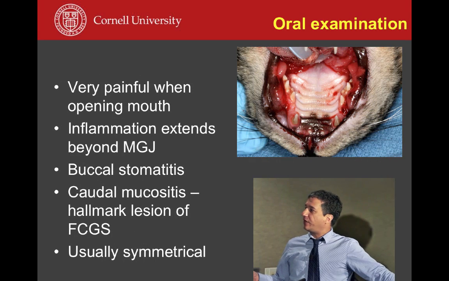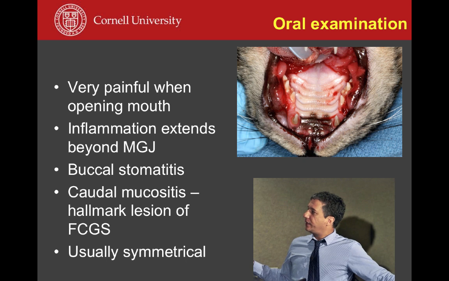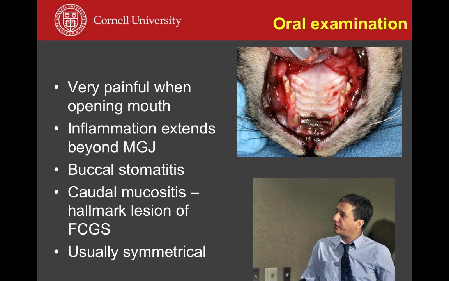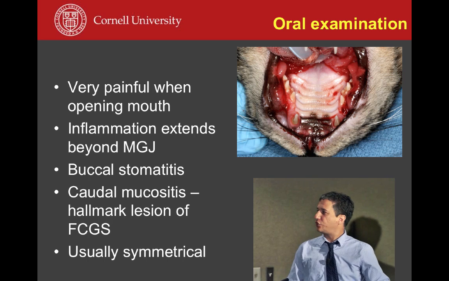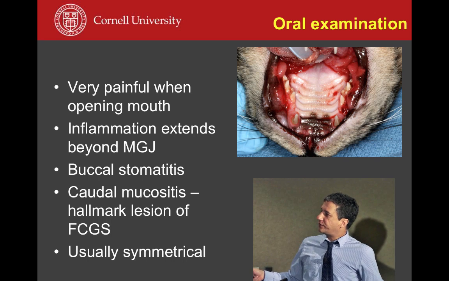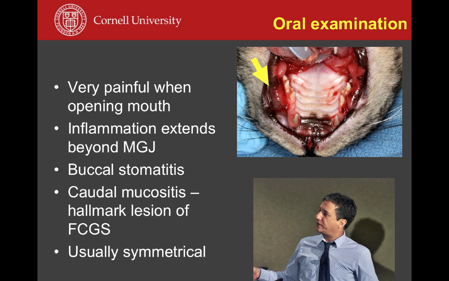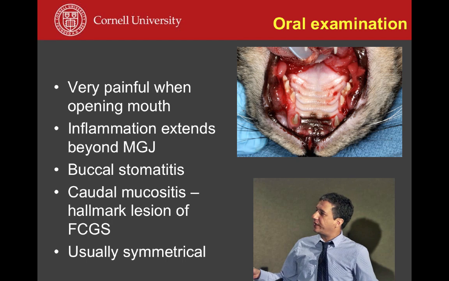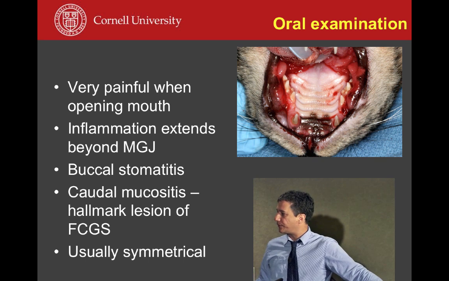When you inspect the mouth, in the entity known as chronic stomatitis, typically the inflammation is a lot more than just gingivitis, and like I said, extends beyond the mucogingival junction. If it doesn't affect other areas of the mouth, but just the gingiva, then it shouldn't really be called stomatitis. Buccal stomatitis, like I said, is when it affects the tissue on the inside of the cheek. And caudal stomatitis, like I mentioned, is the hallmark area where most severe inflammation and ulceration occurs.